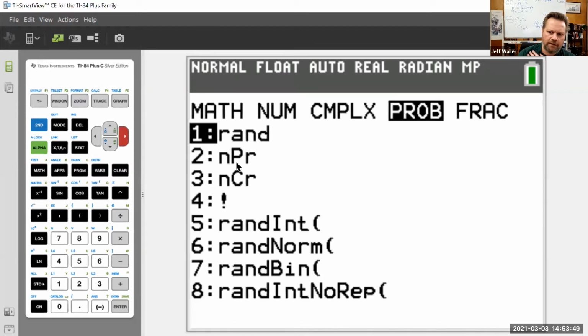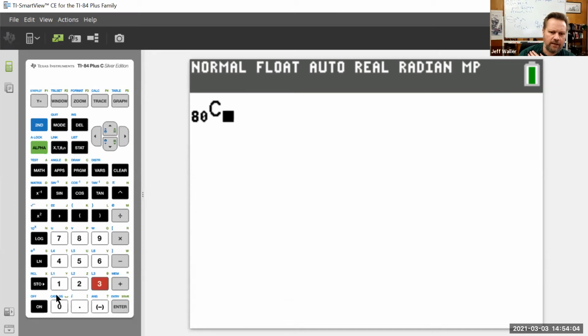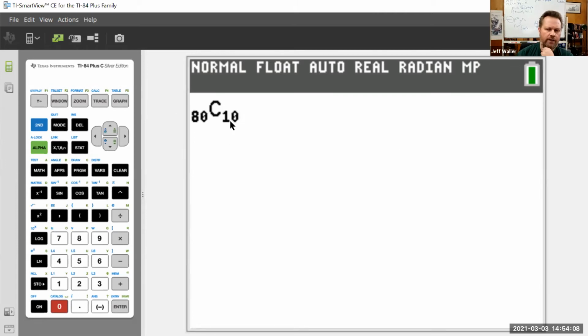Third one down is choose. By the way, look at the exclamation mark, it's a math function. So maybe I'll show you what that is. But if I choose the third one, this will be 80, and I want to choose 10. Now, if you have an older calculator, it's going to say 80 nCr 10. This means 80 things, choose 10. It's going to tell me how many ways to do that.